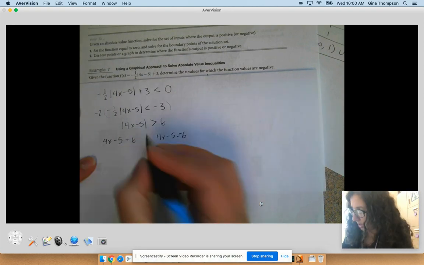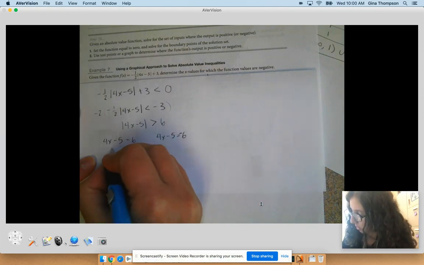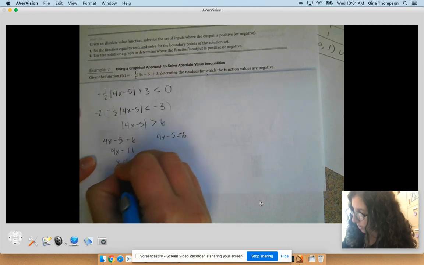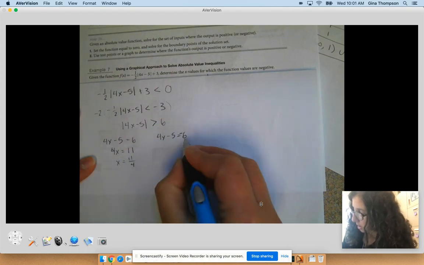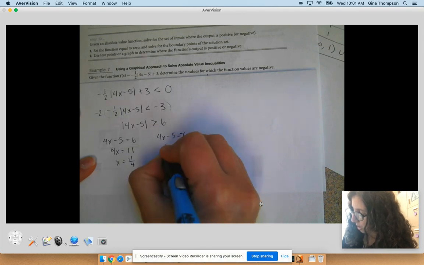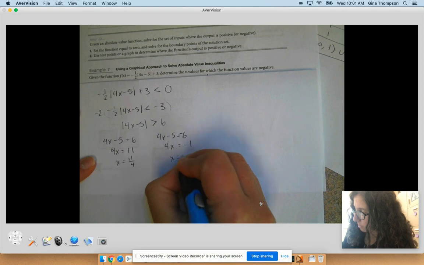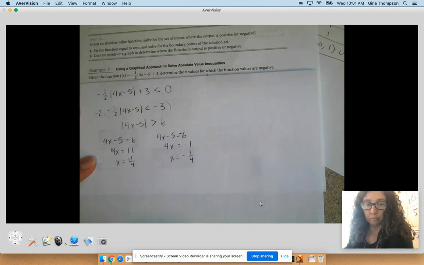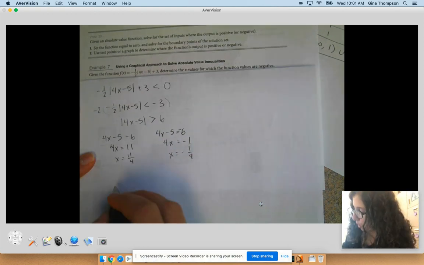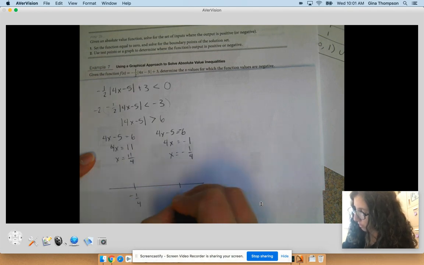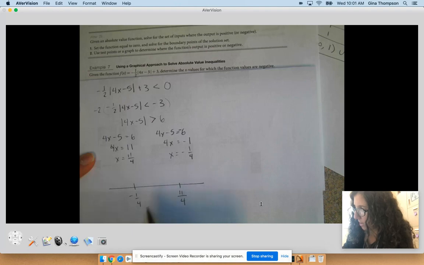Okay, and now we just solve these linear equations. I'm going to get 4x equals 11, x equals 11 fourths. This is going to be 4x, so minus 6 plus 5 is minus 1, and then x equals minus 1/4. Okay, so let's see, these boundary points, here is negative 1/4 and here is 11 fourths. Something in between is 0. That looks like an easy one.